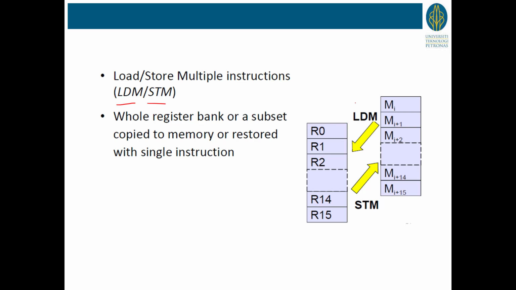So this figure here shows what happens when you perform LDM. When you perform LDM, it loads a bunch of data from many memory locations into your registers. When you perform a store multiple, then it takes the contents from your registers and stores them into multiple memory locations.